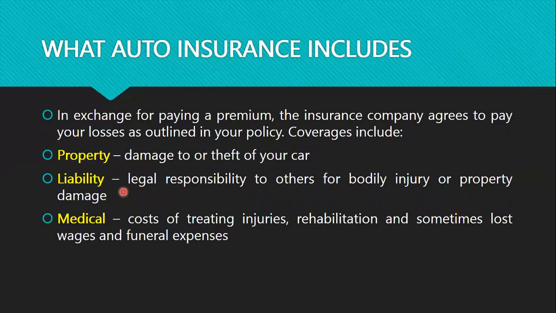So what auto insurance includes is the three following things. In exchange for a minimum premium, the insurance company agrees to pay your losses as outlined in your policy. Coverage includes property damage to or theft of your car. Like for example, imagine you travel to San Salvador one day by car. And when you travel over there, the problem is that you are in the car, and then you decide to park in a specific place.